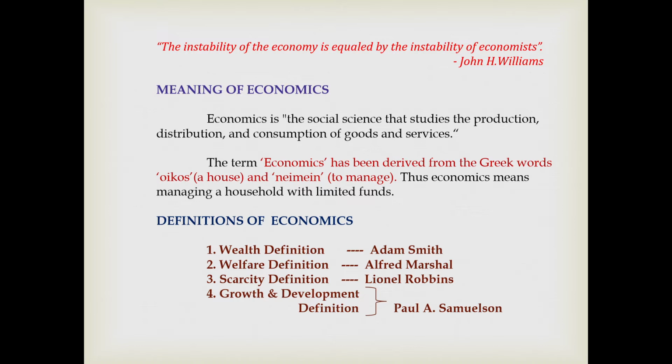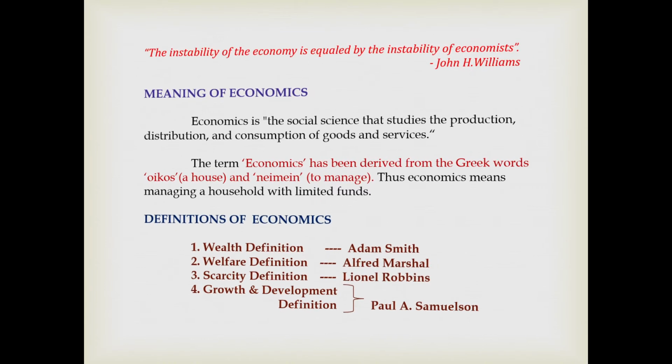Economics has been defined by various economists. Various definitions are grouped under four headings, as shown in this slide. The first definition, the wealth definition, is given by Adam Smith. The second is the welfare definition, given by Professor Alfred Marshall. The third is the scarcity definition, given by Lionel Robbins. And the fourth is the growth and development definition, given by Paul Samuelson.